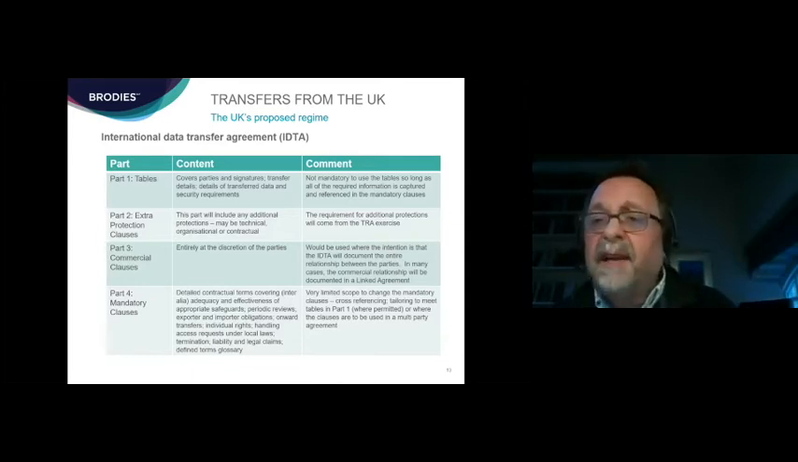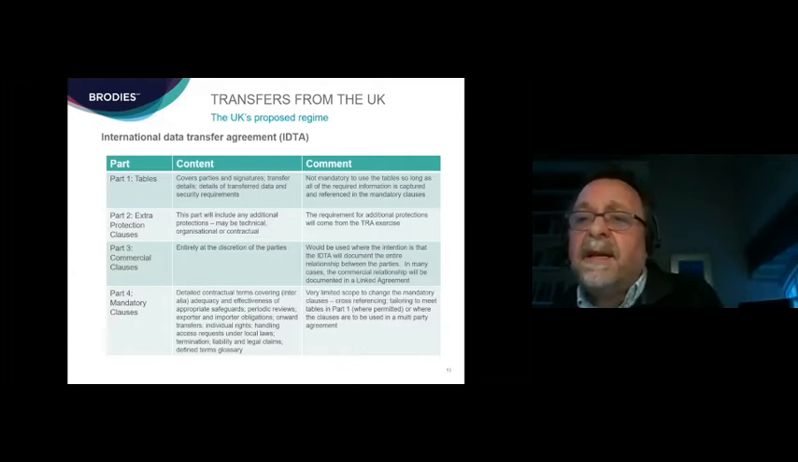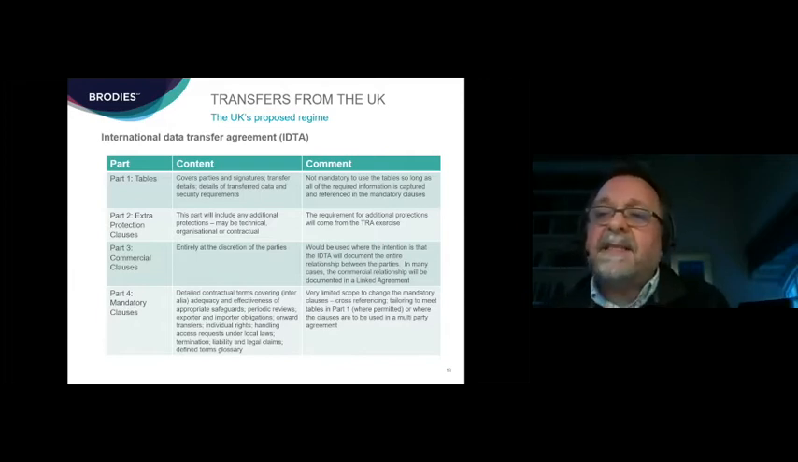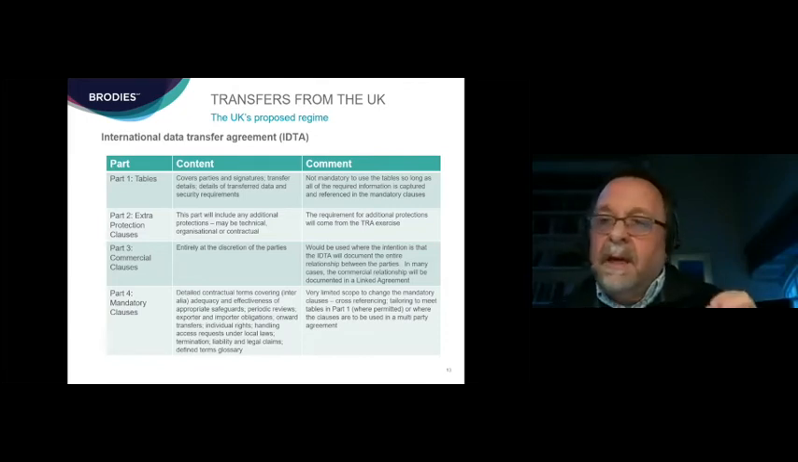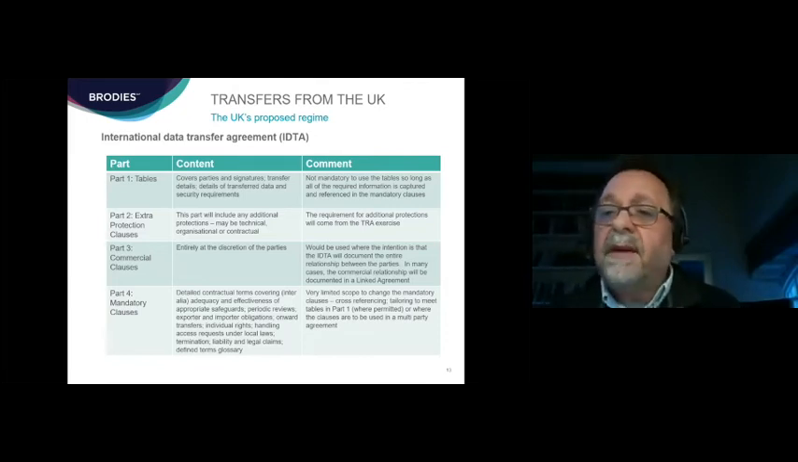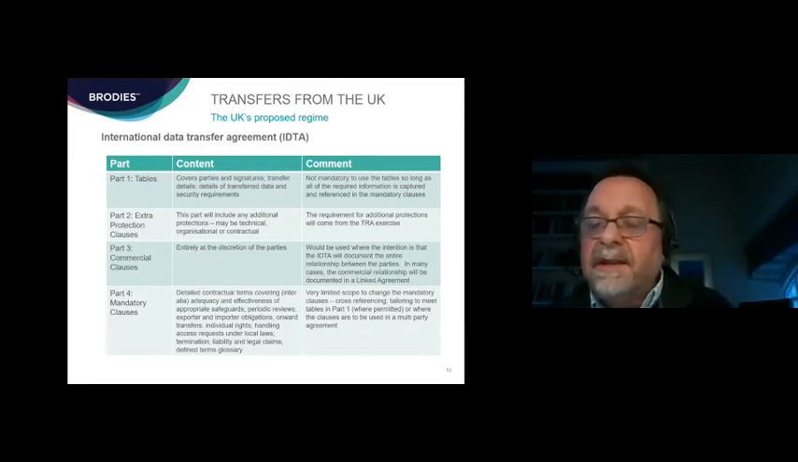Secondly, the second part is for extra protection clauses, and this is where the TRA comes in. So as part of your TRA exercise, if you determine that you need to add in additional clauses to cover technical, organizational, or contractual protections that you think are needed beyond what's in the IDTA, part 2 is the place to put them. Part 3 is reserved for commercial clauses, which is entirely discretionary.